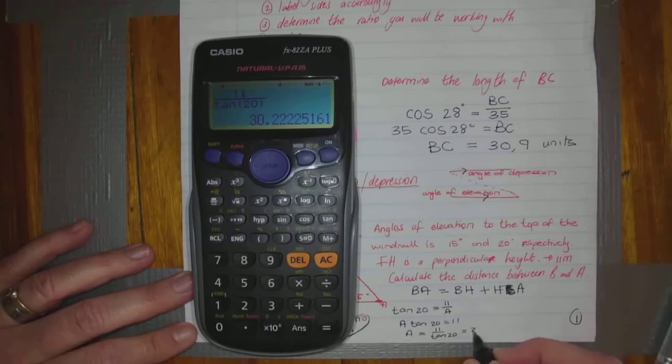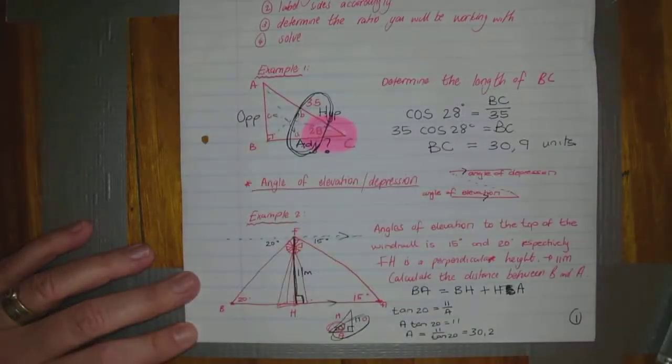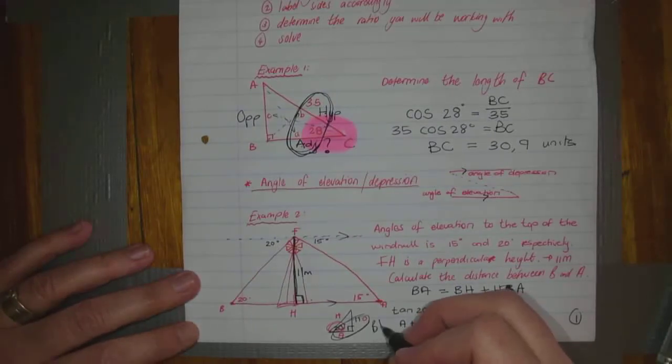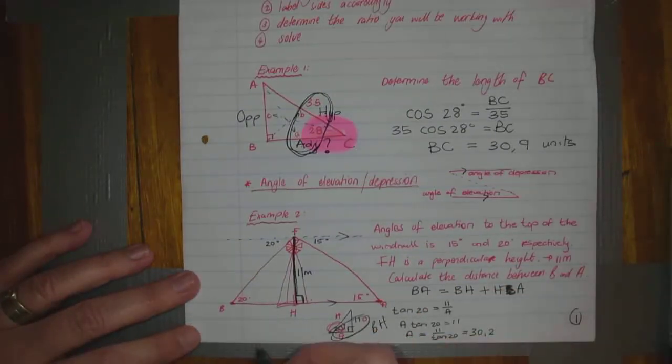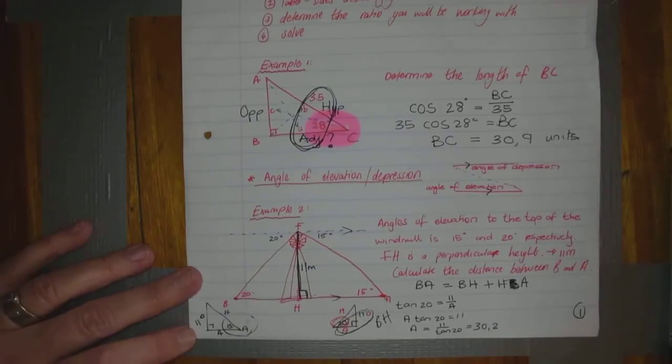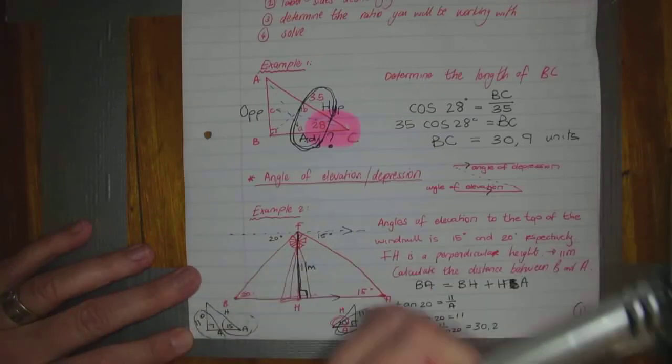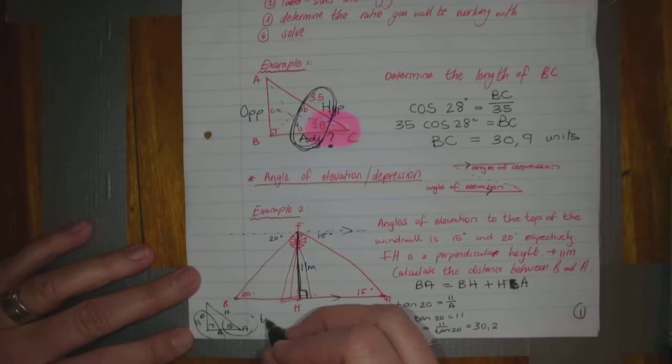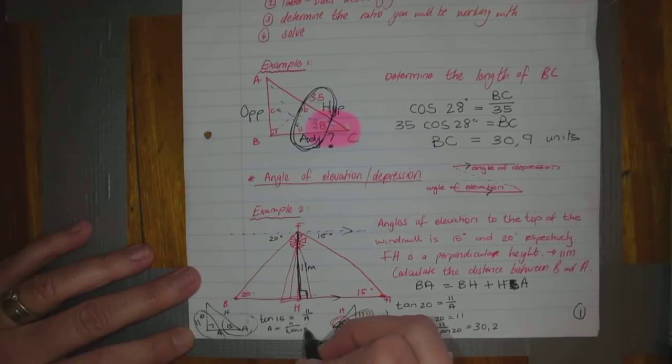And 30,2. So that is then basically the length of BH. If I had to isolate the triangle FHA, that is 15. So that's my angle, hypotenuse, adjacent, and opposite. And my opposite side is 11. What I have, what do I want? Once again, I'm going to work with tan. So tan of 15 is 11 over A. So A is 11 over tan of 15.